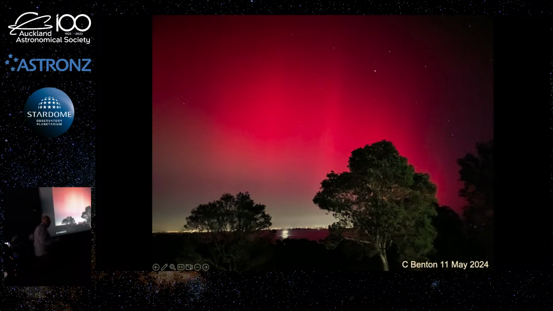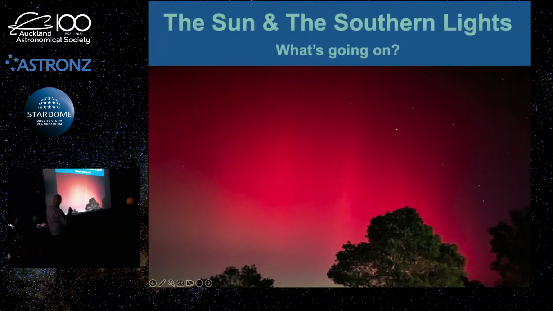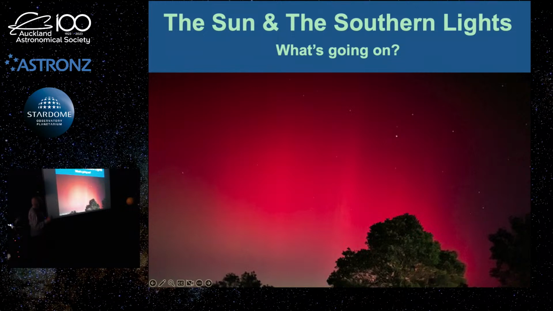But then you might ask yourself, okay, let's learn a bit more about this. How did those charged particles get like they are? What made them come from the sun to Earth? How are they interacting with Earth's atmosphere and the molecules? How are they giving out light? And those are some of the questions you might be asking yourself, and where are the best places to see it, and so on. And that's why tonight's talk is called The Sun and the Southern Lights.